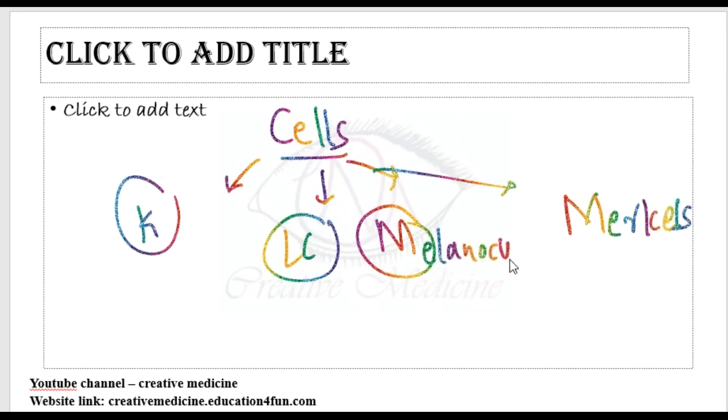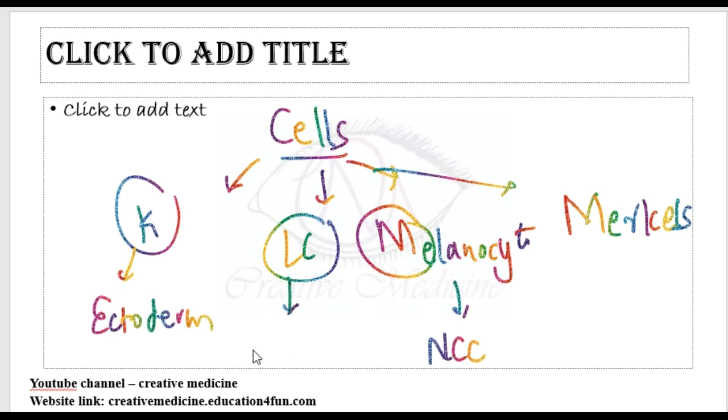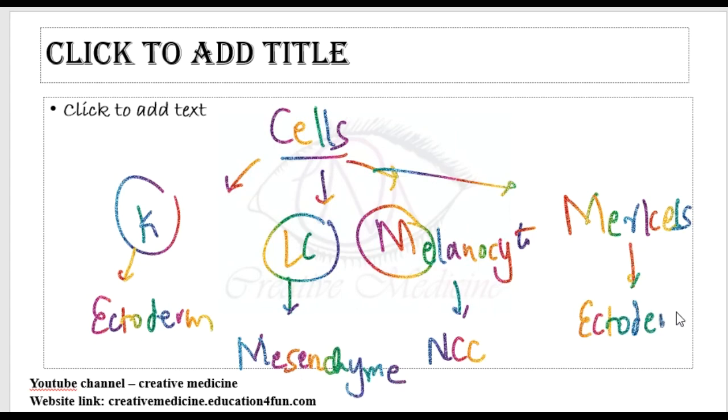Keratinocytes are actually developed from ectoderm. Melanocytes are developed from neural crest cells. Langerhans cells developed from mesenchyme. Merkel cells are developed from ectoderm more commonly than neural crest cells.